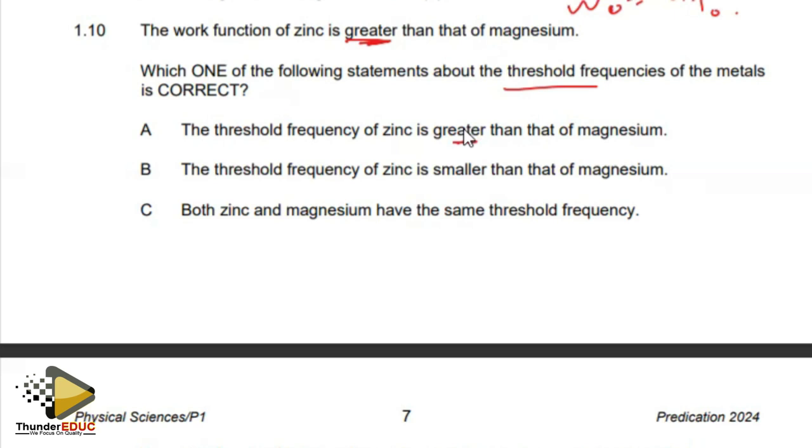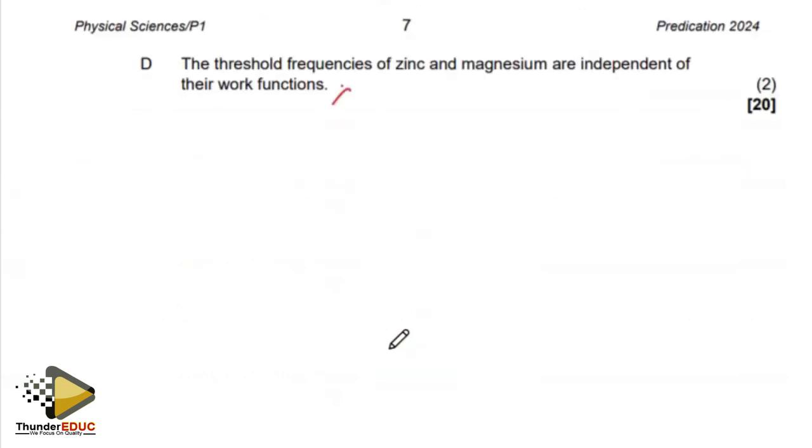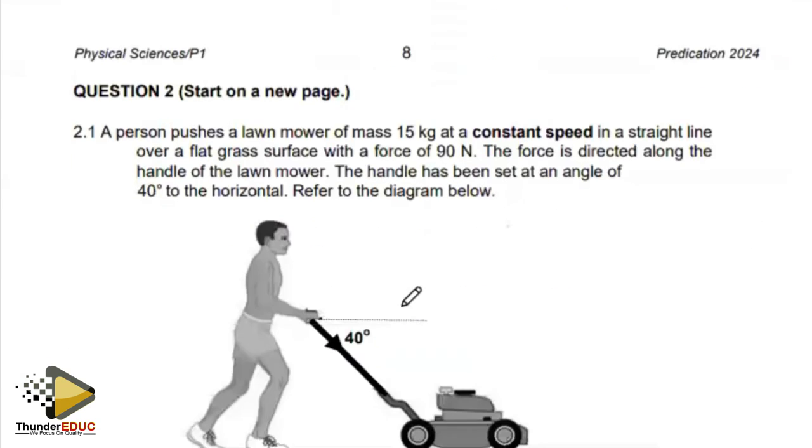So zinc has a greater threshold than magnesium, that makes sense. Threshold of zinc is smaller, no. Both, no. Threshold of zinc and magnesium are independent, no. So A would be the best. Okay, let's move on to question number 2.